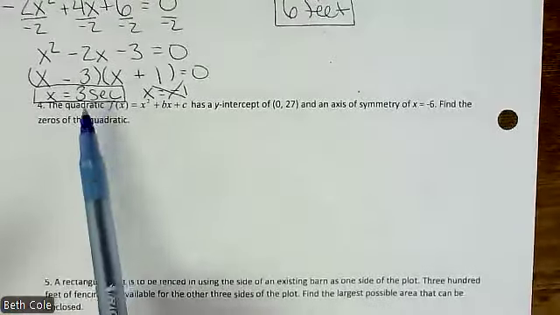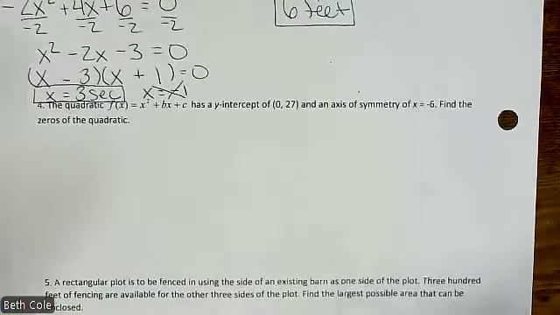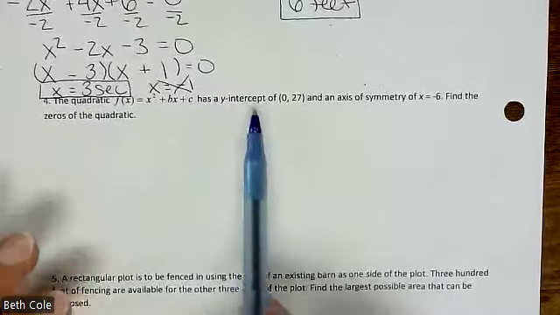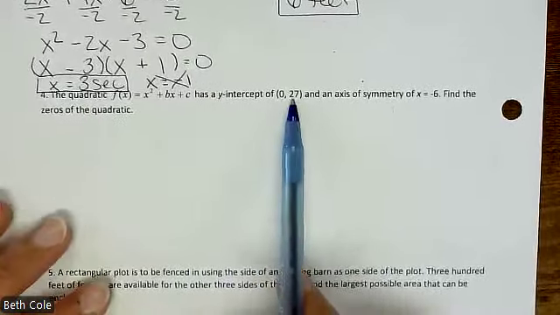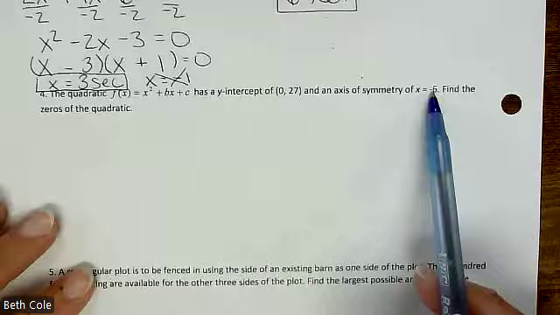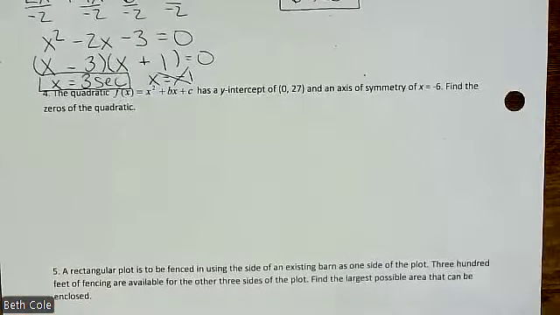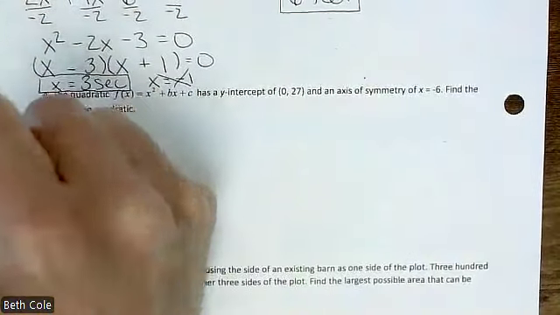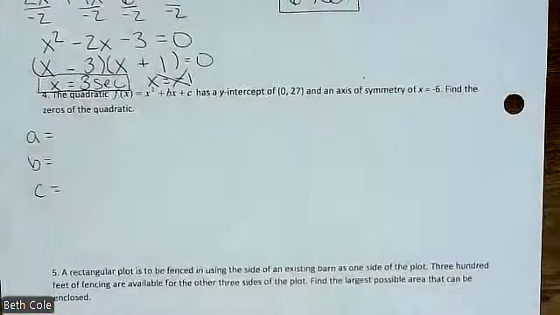All right, this one's sort of like a scavenger hunt. Like you have to find all the things that you're missing. Here's our quadratic. Says we have a y-intercept of 27, axis of symmetry of -6. Find the zeros. So you have to take what you're given and try to find what you're missing. First thing I would do is try to figure out what A, B, and C are.